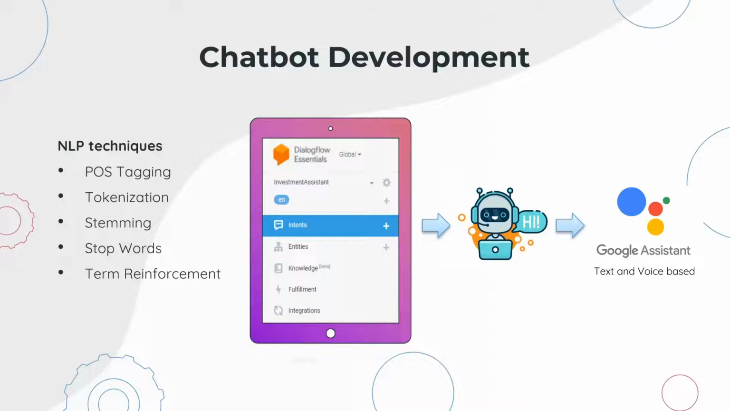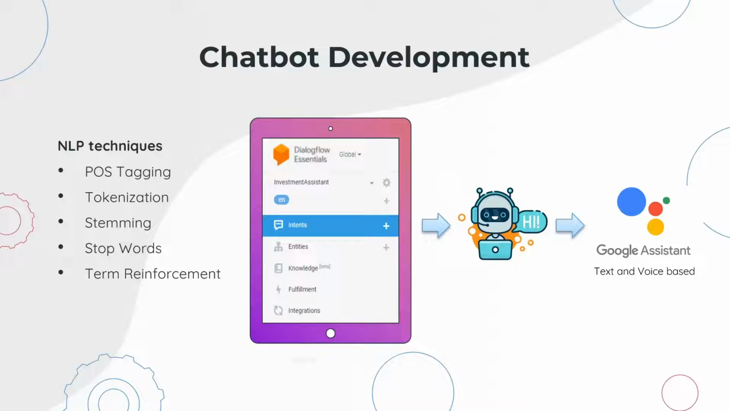These NLP techniques are used by Dialogflow to enable the chatbot to process human conversation. POS tagging to identify entities in the user input sentence. Tokenization to split the text into meaningful words. Stemming to reduce inflected words to their base form. Stop words to filter out high-frequency words from the user input sentence. Tone reinforcement to give higher weight to certain phrases in a sentence.